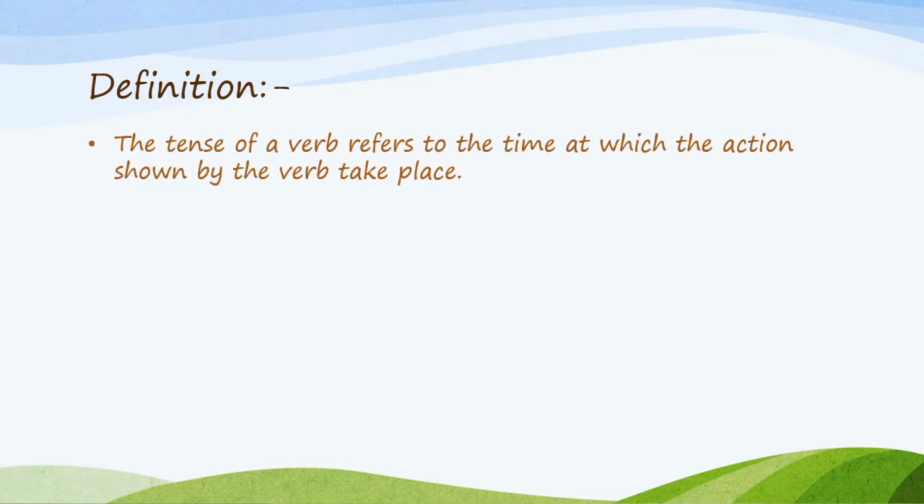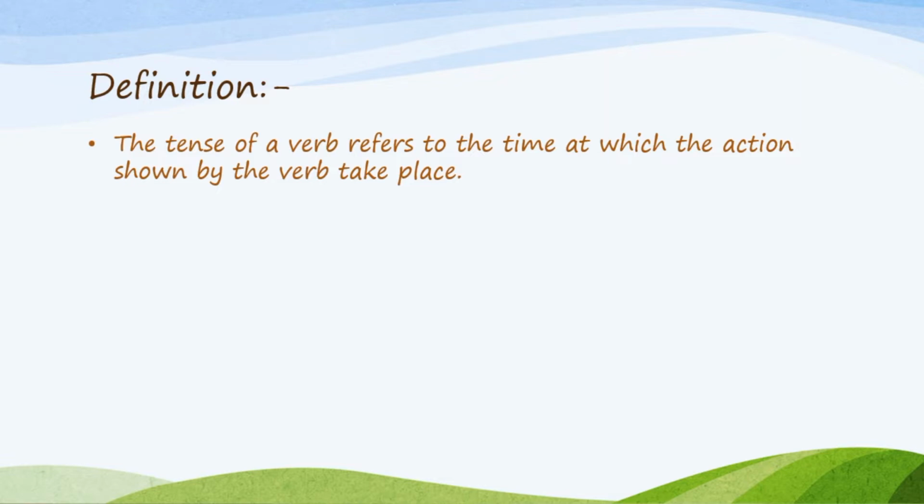Now first check out the definition of tenses. What are tenses actually? Tense of a verb refers to the time at which the action shown by the verb takes place. Verbs are often used in a way that indicates or denotes the time when an action or an event occurred. These verbs take up different forms to indicate the time of an action, event or condition by changing their form. These all are called tenses.